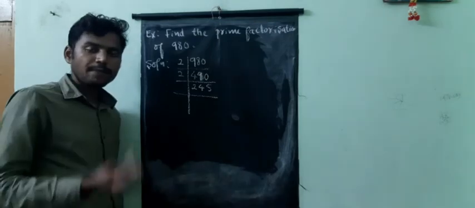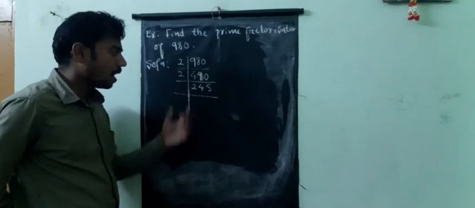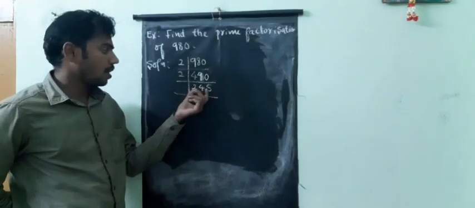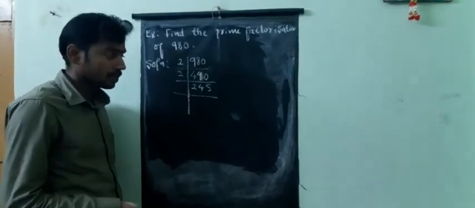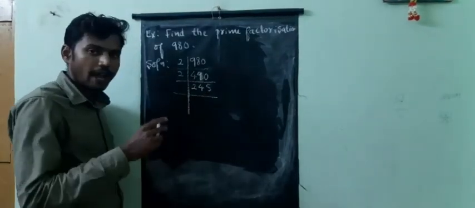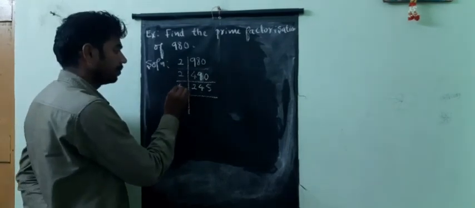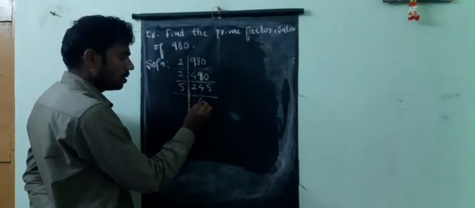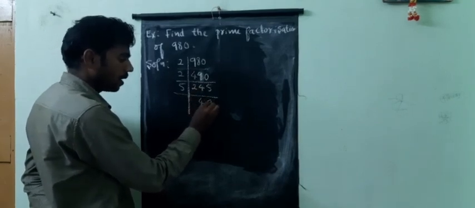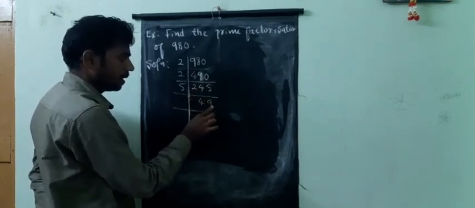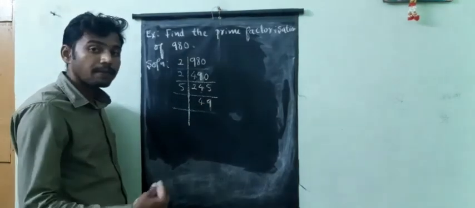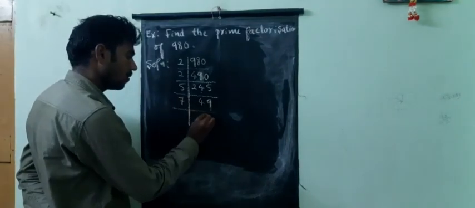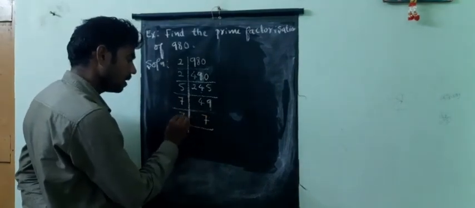See. Next prime number is 3. 2 plus 4 is 6, 6 plus 5 is 11. So I can't go ahead with 3, because 4 plus 5 is 9, 9 plus 2 is 11. I can't go ahead with it. So the next prime number is 5. Since the number is ending with 5, I can go ahead with 5. 5 4s are 20, 4 left, 5 9s are 45. See. Next, since it is ending with 9, I can't go ahead with 5. Next prime number is 7. 7 7s are 49 and again 7 1s are 7.